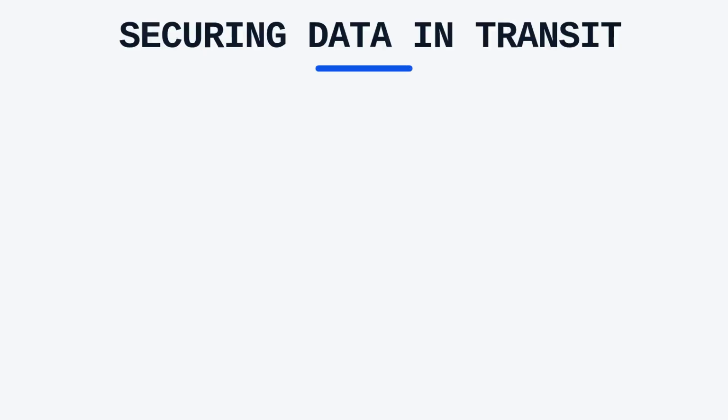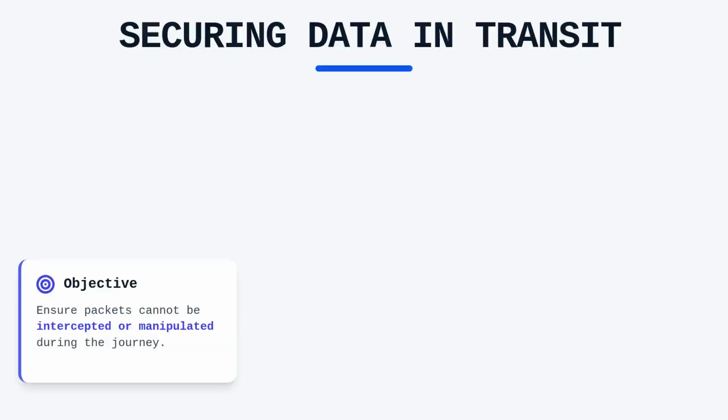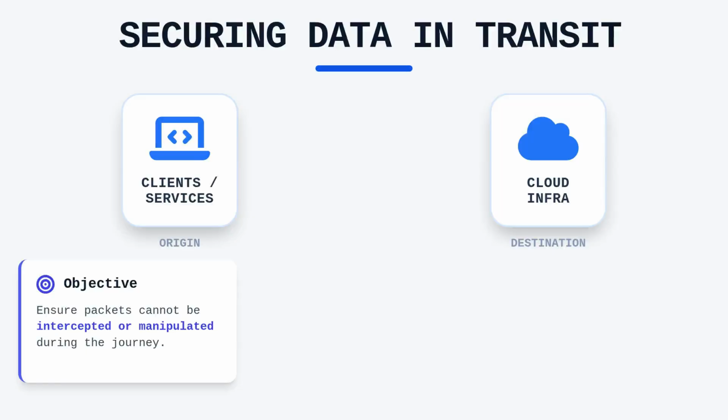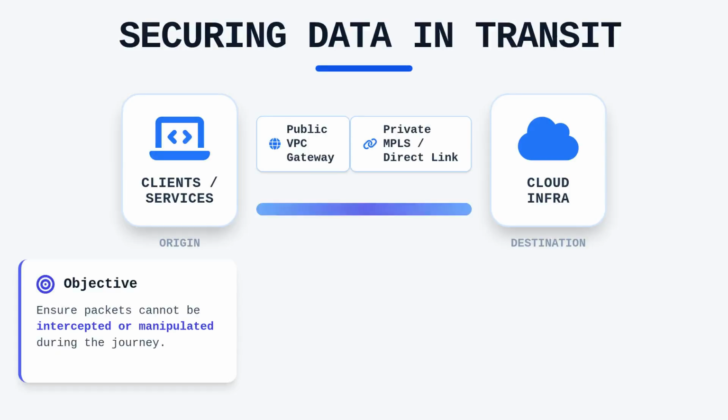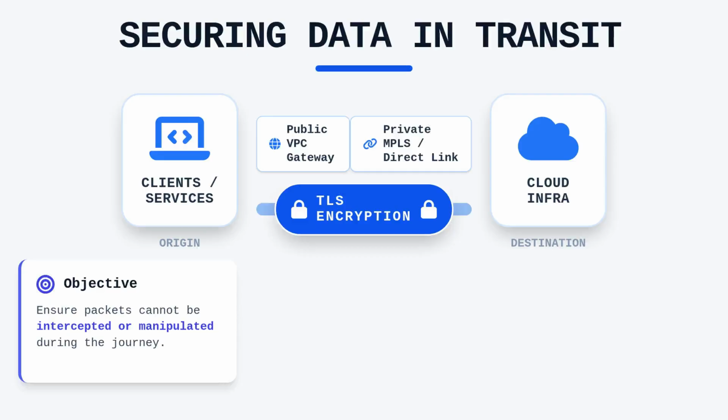Data in transit, conversely, necessitates a different approach, as information moves across external internet connections or internal private network backbones. Here, the focus shifts to ensuring that packets cannot be intercepted or manipulated during their journey between your clients and the cloud, or between disparate microservices. Protocols like transport layer security are the industry standard for this task, establishing encrypted tunnels that authenticate both endpoints and obfuscate the payload. Whether traffic is traversing a public VPC gateway or moving across a private MPLS connection like IBM Cloud Direct Link, the requirement for robust encryption remains absolute.